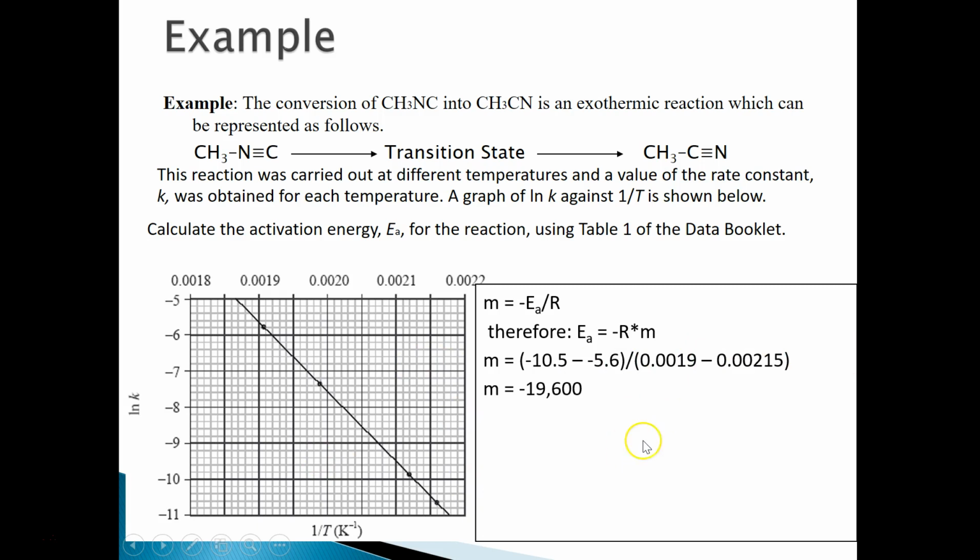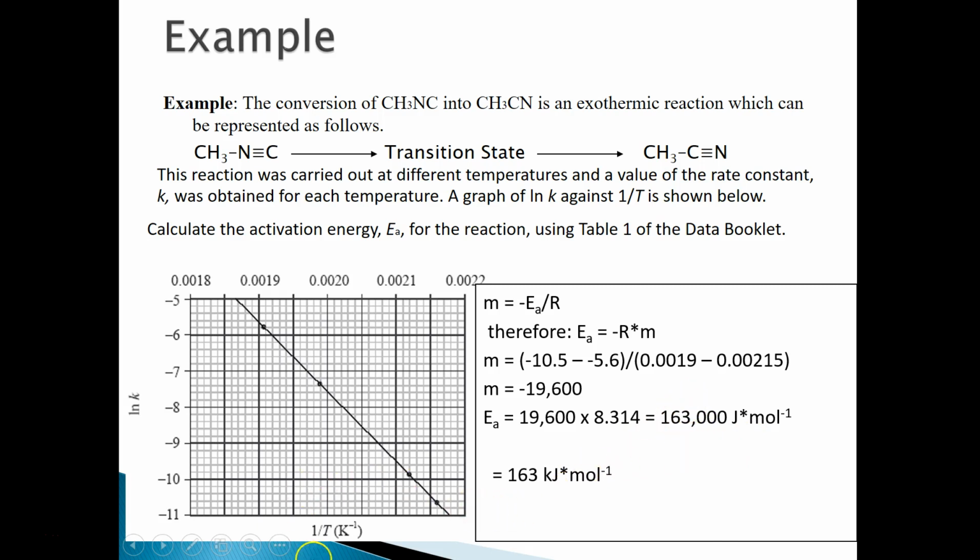Now that we know the slope, we can plug it into the equation, multiply it by R, and that gives us a value of 163,000 joules per mole. Now I got joules per mole here because I plugged in 8.314. If I want my answer to be in kilojoules per mole, I can either plug in 8.314 times 10 to the negative third, or just divide the answer that I get by 1,000 to get 163 kilojoules per mole.